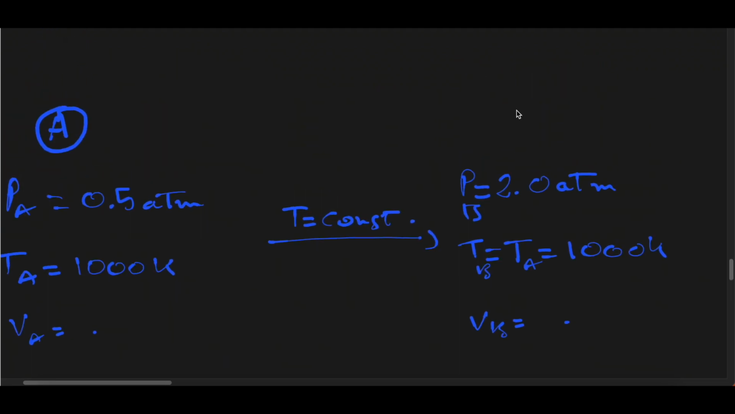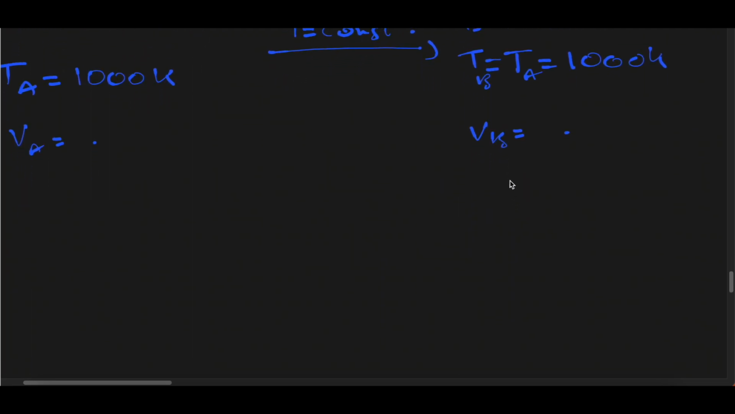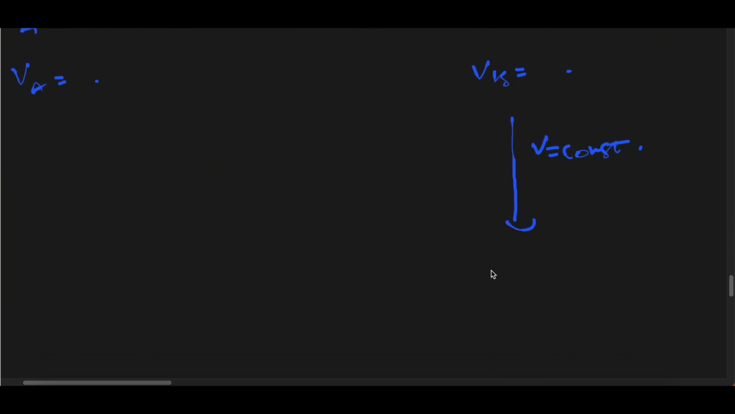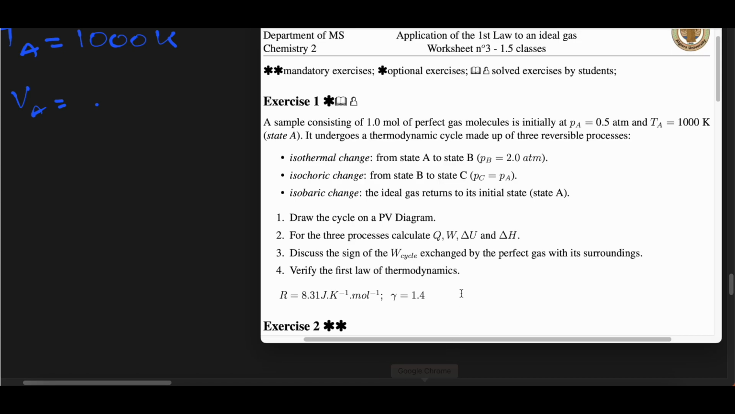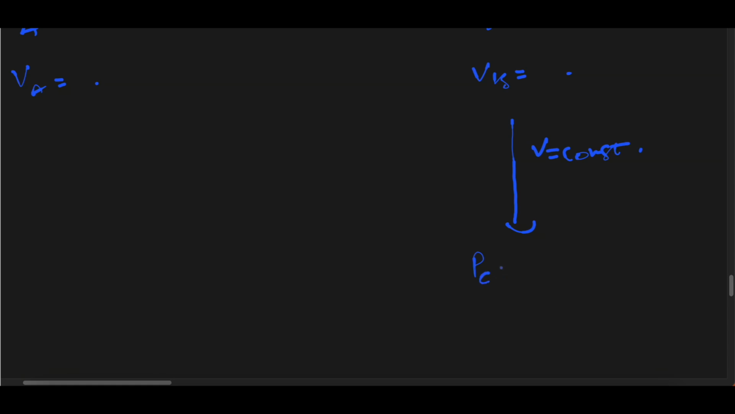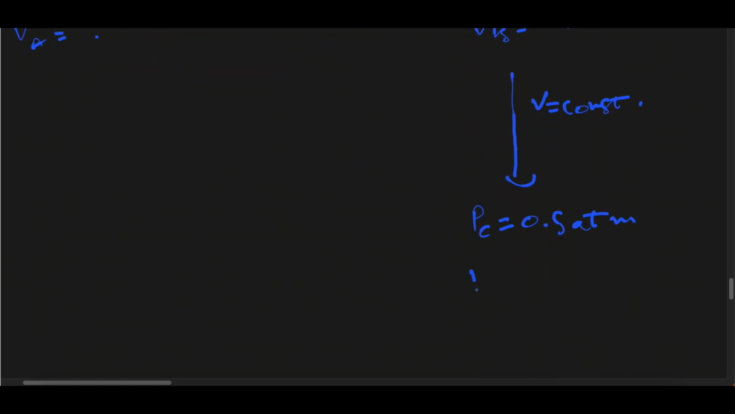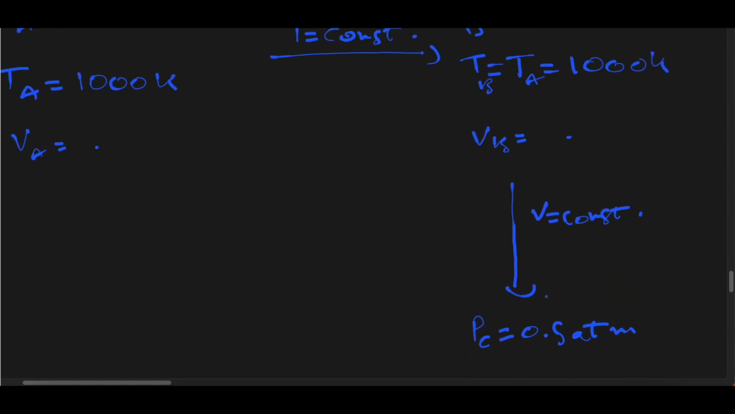After that, here is the state B. After that, the gas undergoes an isochoric change, which means that the volume remains constant. And here they say that the pressure is equal to the pressure in state A. So we have the pressure in state C equal to 0.5 atm. And because it is an isochoric change, the volume in state C is equal to the volume in state B, which is not yet determined.